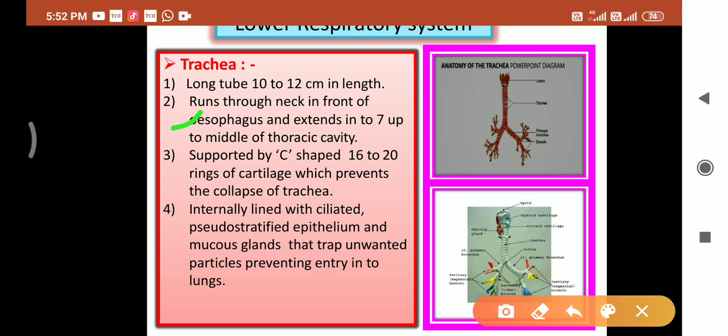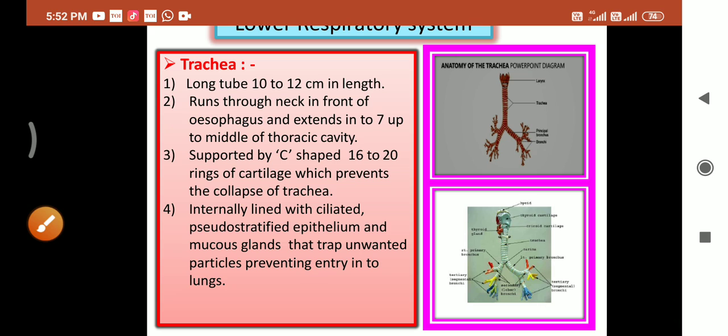So where is the trachea present? Trachea is in front of the esophagus, and extends up to the middle thoracic cavity. So what is the thoracic cavity? The human body is divided into three parts: the head region, the thoracic region, and where your stomach is present, the abdominal region. So the trachea is present in the thoracic cavity. And the next one is an important term that you must not miss out when writing the answer.